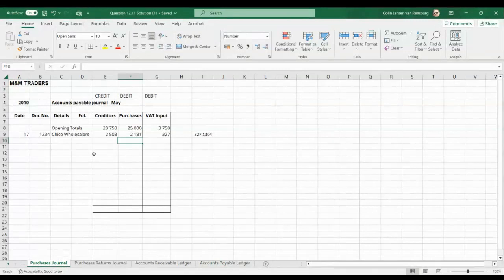In our purchases journal, we have one item. Let us see. Date, document number, Chico Wholesalers, creditors, purchases, VAT input. So that clearly was a credit purchase. Right, that is why we have credited our creditors, we've debited purchases, and we've debited our VAT input. So let us go and give that account a name. So it's Chico Wholesalers.